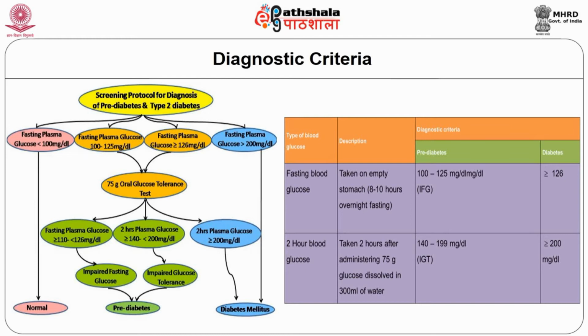And in the 2 hour post glucose, if it is greater than 140 and less than 200, they are called impaired glucose tolerant persons. If the 2 hour glucose clearly shows greater than 200, it confirms with a fasting value of greater than 126 and a 2 hour value greater than 200 is diabetes mellitus. And this is what is given in this table: the fasting blood glucose, empty stomach after an overnight fast of 8 to 10 hours. If it is pre-diabetes, the value is 100 to 125, and diabetes greater or equal to 126, and the 2 hour glucose is 140 to 199 and greater than 200.